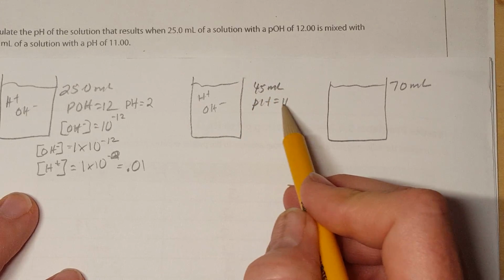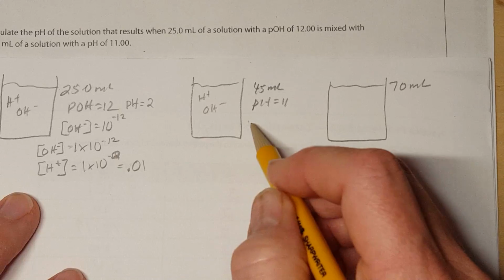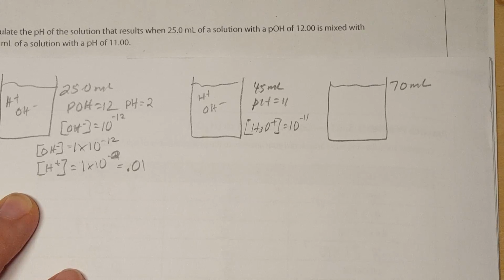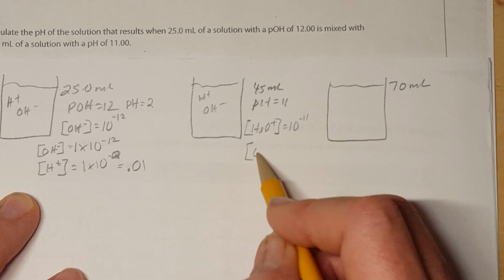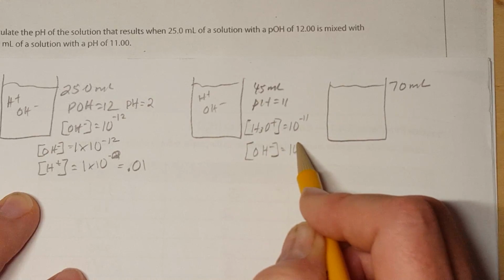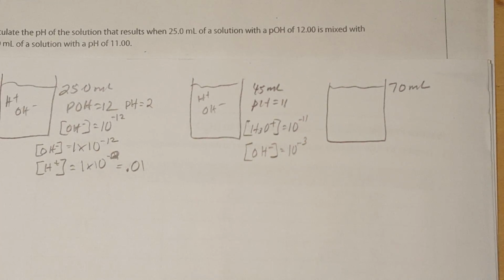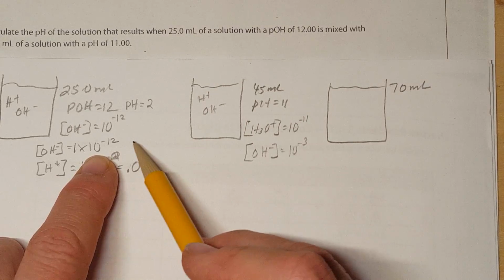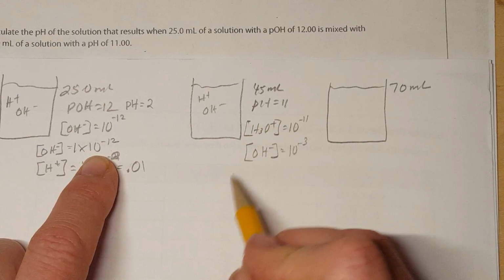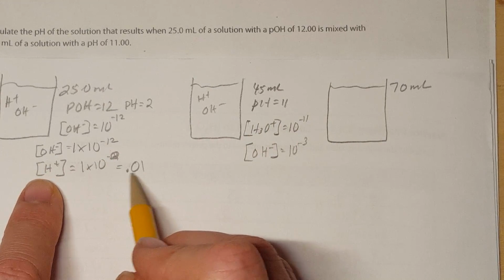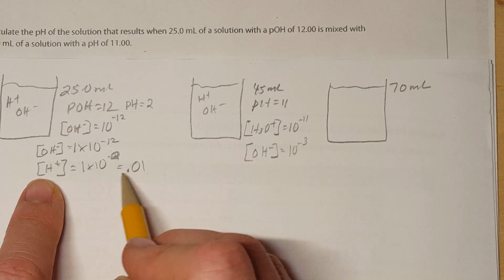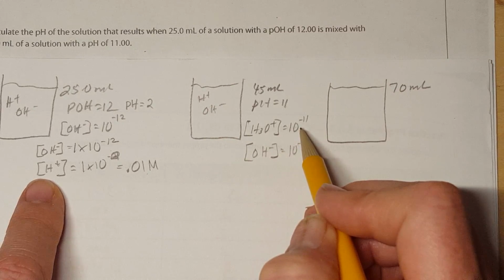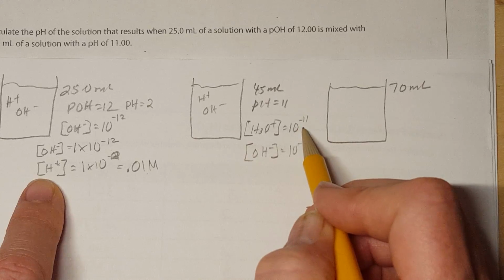Okay, on this one here we have a pH of 11, so we know that means that the concentration of H3O plus is 10 to the minus 11. That means the concentration of the OH minus is 10 to the minus 3. Now these small ones, 10 to the minus 12 and 10 to the minus 11, if I wanted to add how much H plus I have, 0.01 molar here, in this case I have 0.000000000001 molar. This is going to be negligible.